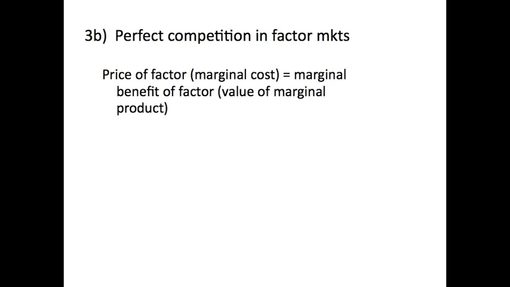Not only do we have, by assumption, perfect competition in the output markets, we've got perfect competition in the factor markets. In that case, the marginal cost of hiring the factor labor is equal to the marginal benefit of hiring the factor, which is the value of marginal product. The value of marginal product is the price of the good multiplied by the marginal product of labor in that sector. That tells you how much extra revenue the firm would receive if it hired one more worker given the price in the market for the final output.